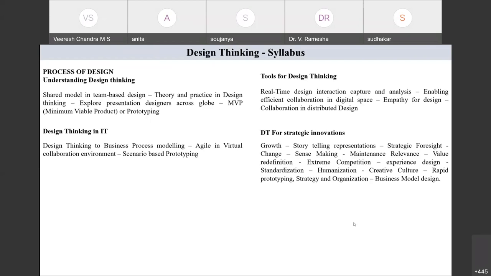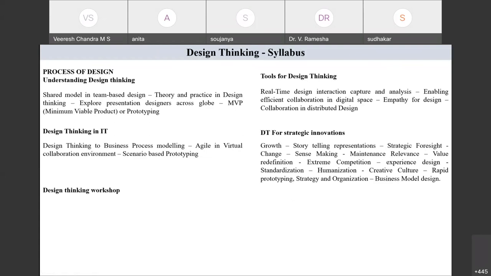Creative culture: how exactly industries develop creative culture should be taught to the students. Rapid prototyping: how exactly rapid prototyping is done. For mechanical students it is very easy because they will study in seventh semester how prototyping is done. Strategy and organization: what strategy should be used by the organization in order to design the business model to have maximum benefit.